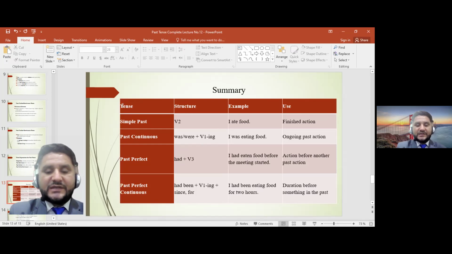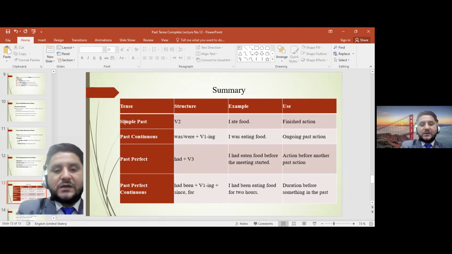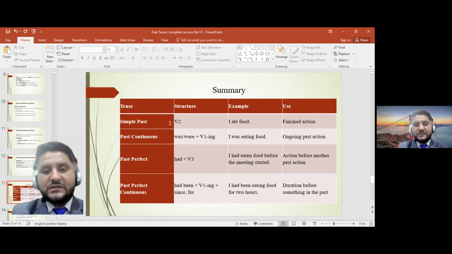So understand it first in horizontal order: tense, structure, example, use. And now in vertical order: simple past tense, past continuous, past perfect, past perfect continuous tense. Now in horizontal order, simple past tense uses the second form of verb. Example, I ate food, a finished or completed action. For past continuous, we use was plus verb plus v1 plus ing. I was eating food, an ongoing past action.